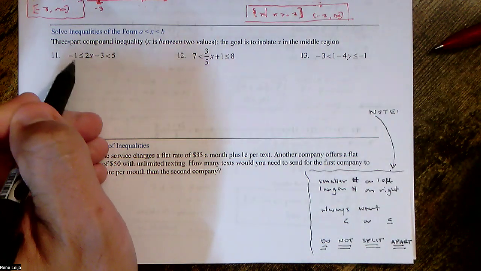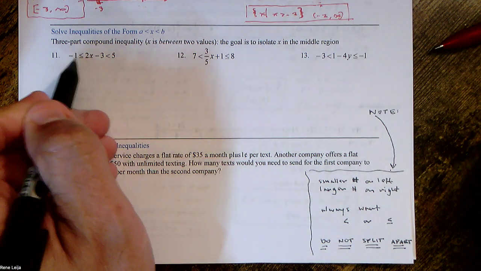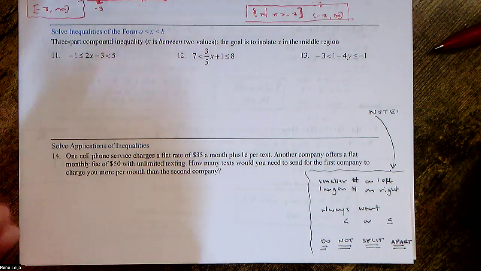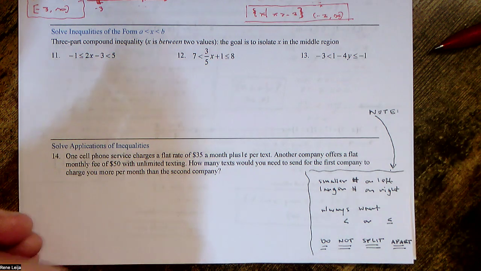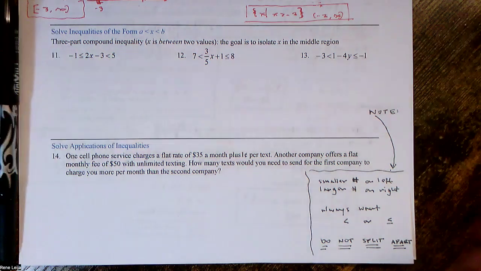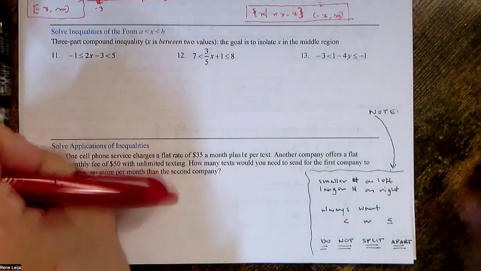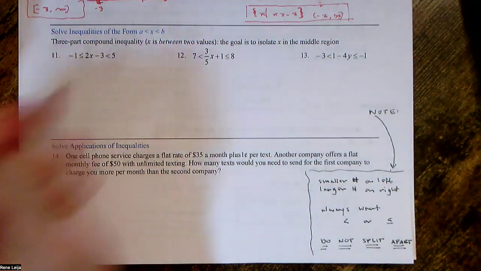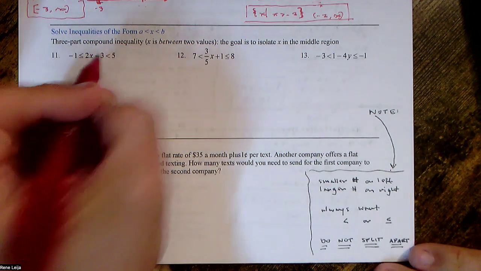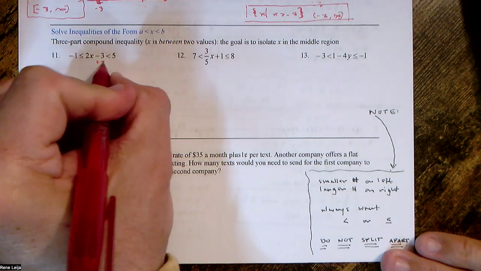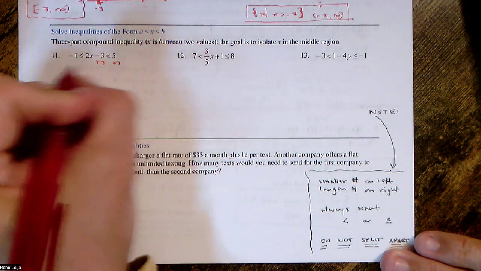Okay. Now, number 11. So I'm going to check. Smaller number on the left, larger number on the right. We have less thans, so we're good. Okay, now we're going to solve this, and I am going to show my steps. We're going to solve this just like we normally would. Since I want to solve for x, first thing I need to get rid of is that +3. So I'm going to add 3 everywhere.